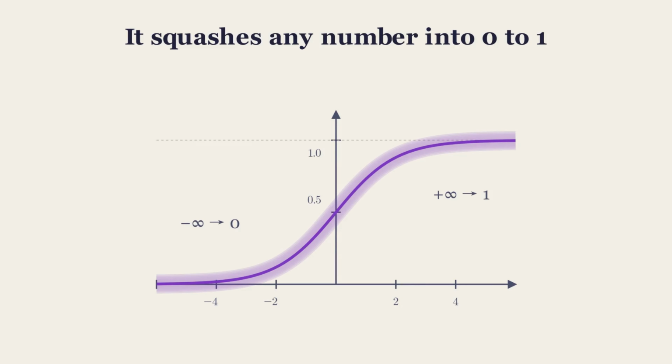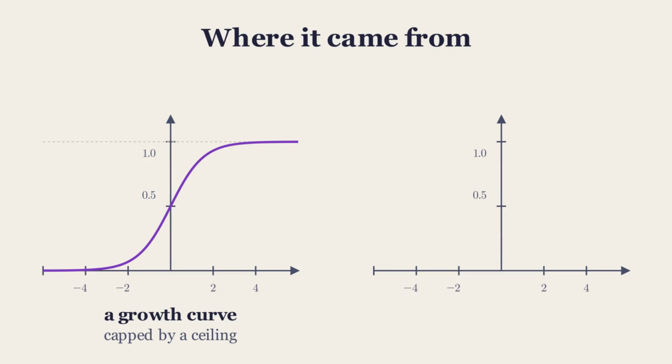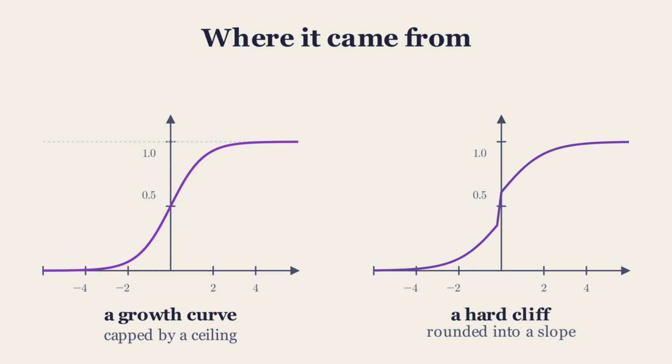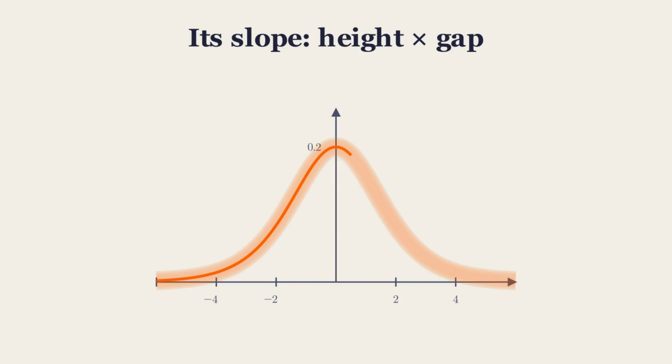Let us put it together. The sigmoid takes any number and squashes it into the range 0 to 1. It came from 2 ideas, a growth curve capped by a ceiling and a hard cliff rounded into a smooth slope so a network could learn from it. And its slope is simply height times gap, sigma times 1 minus sigma. But notice something. At its very best, right at the center, that slope only reaches 0.25. And out in the tails it collapses to nearly nothing. The neuron saturates and stops learning.